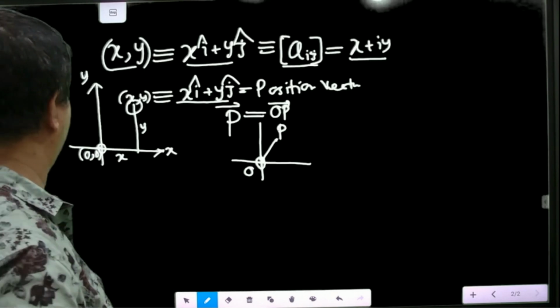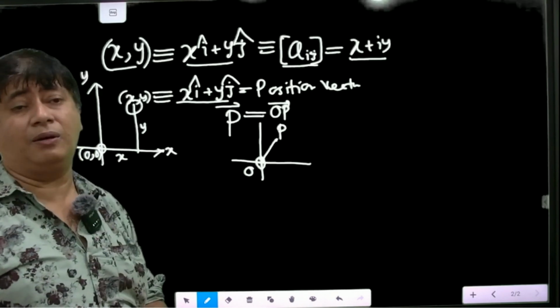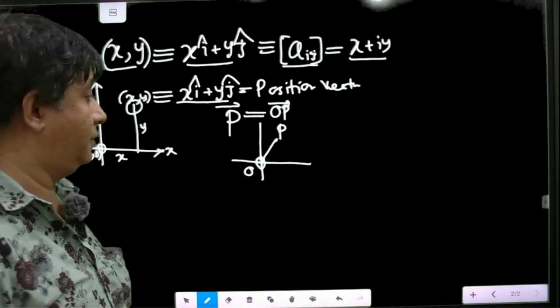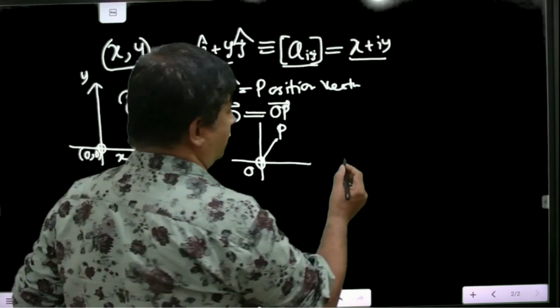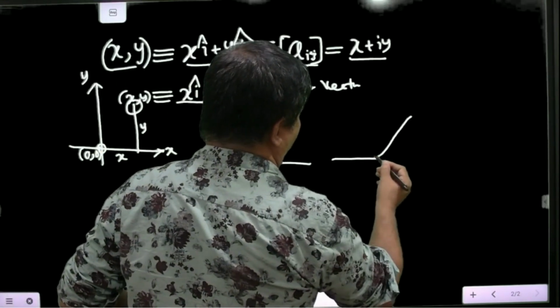Now, what about resultant vector? See, let us draw one triangle.